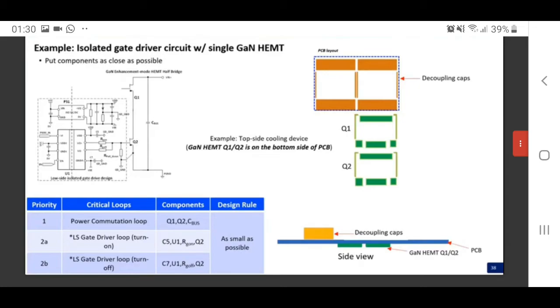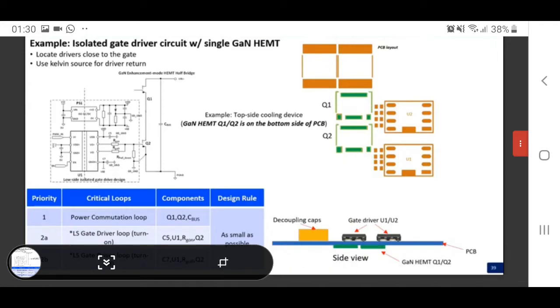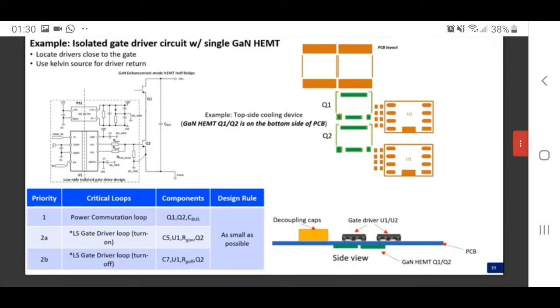Also, in the picture, you can see the side view, because this is a topside cooling device. So the decoupling cap and the GaN devices have to be on different sides of the board. Then let's put the components from the gate driver loop onto the board. As you can see in the table, the components involved in the switching on and the switching off are different. In practice, a very convenient way to lay out is to put the gate driving capacitors and the resistors between the GaN devices and the driver chip, as you can see in the picture.